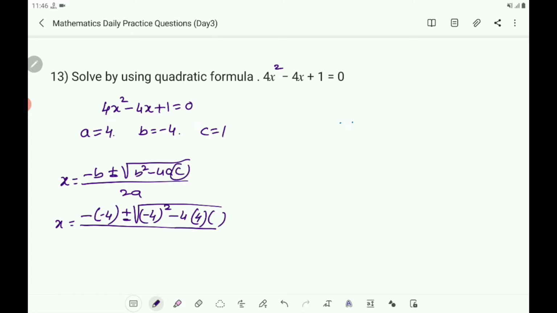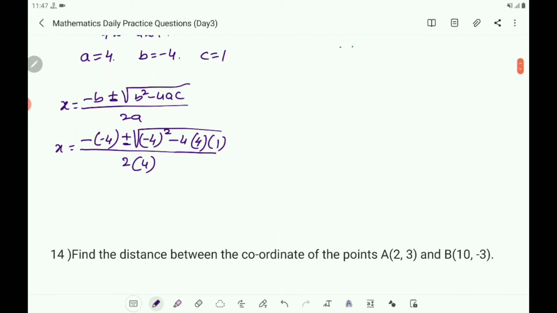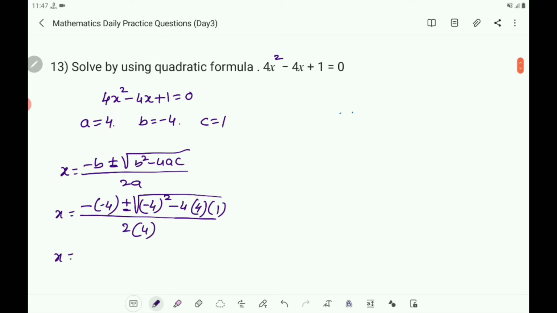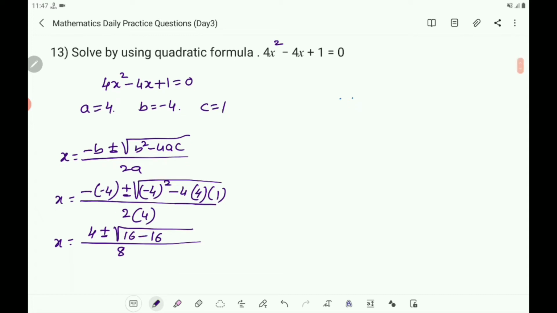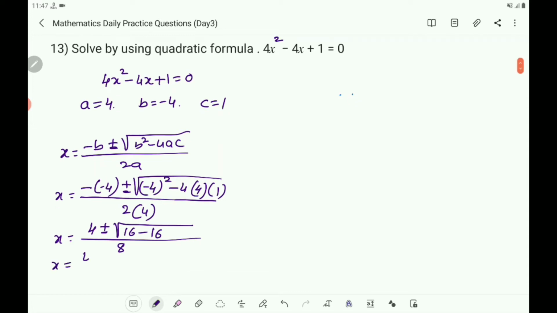4 you write, and c. What is the value of c? Value of c is 1. Then you write 2a, 2 into a, that is 2 into 4. Then you write x equals minus of minus is plus 4, you write 4, plus or minus, minus 4 whole square is 16, minus 4 4s are 16, that divided by 8. Then x equals 4 plus or minus whole root 16 minus 16, 16 minus 16 is 0, 0 by 8.